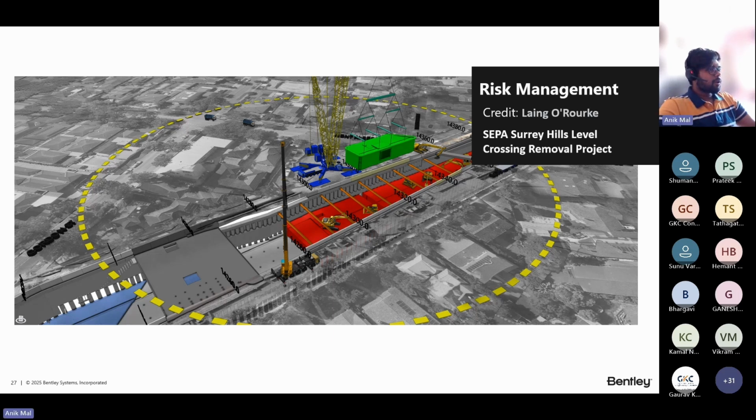Now, in this particular example, I'm going to show how the 4D BIM approach helped in the level crossing removal program in Melbourne. It involved the removal of the existing level crossing and lowering the rail line into the trench beneath the road with a new Premium station.